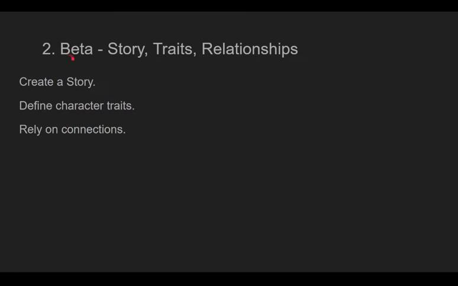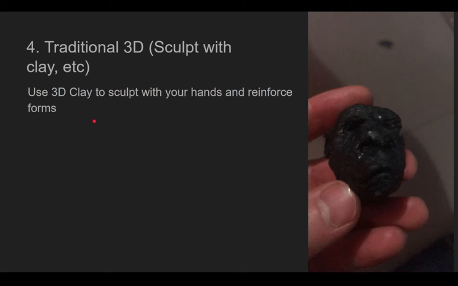Okay, so the second phase is story, traits, and relationships. So you need to create a story for the character, define the traits of the character, and always rely on connections. This is an example. I made this 3D sculpt with clay, and I sculpted using simple tools, so I can practice on my character before I do the digital sculpting to reinforce muscular memory.